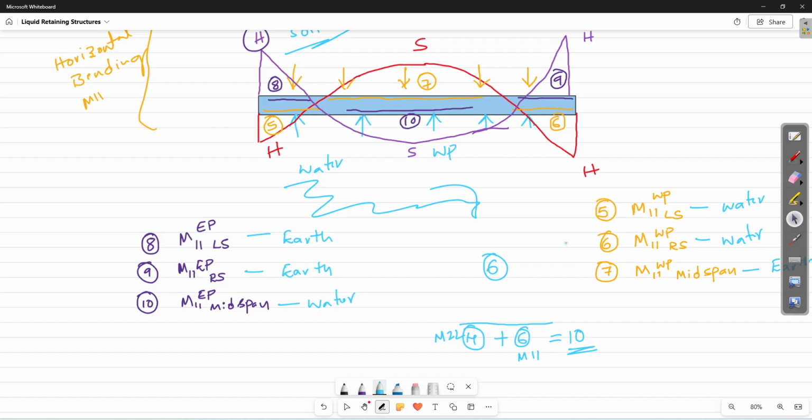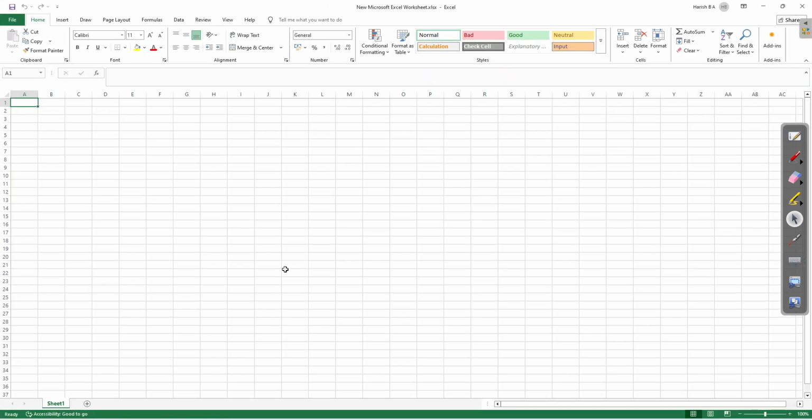Okay, you just take a screenshot of this. Later it will be used in the calculation. Okay, so next you open the Excel sheet. Open the Excel sheet. Okay, you need to make a tabular column like this.